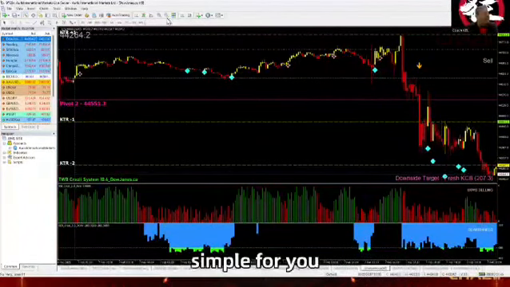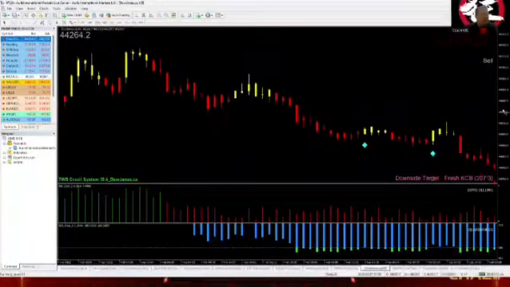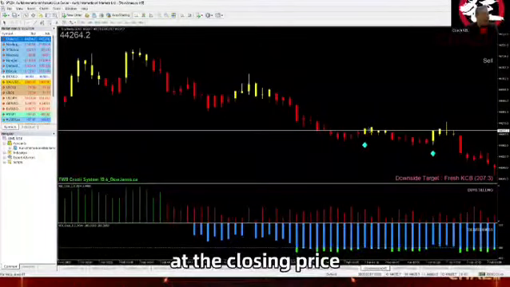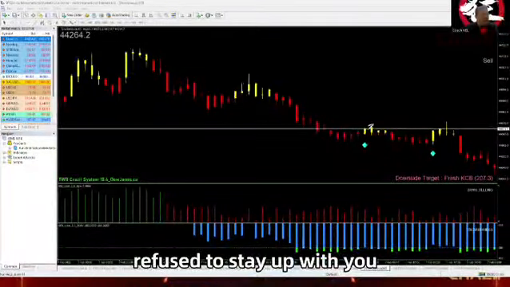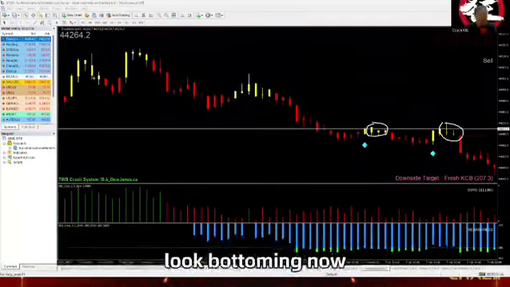Okay, I'm going to do it simple for you. At the start of the day, there was a diamond here. So you put a line at the closing price. You notice that the market just refused to stay up with you. That means the market already had selling pressure, even though it looks good, looks like it's bottoming.